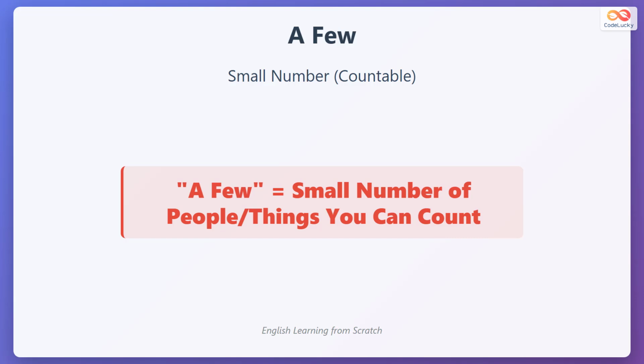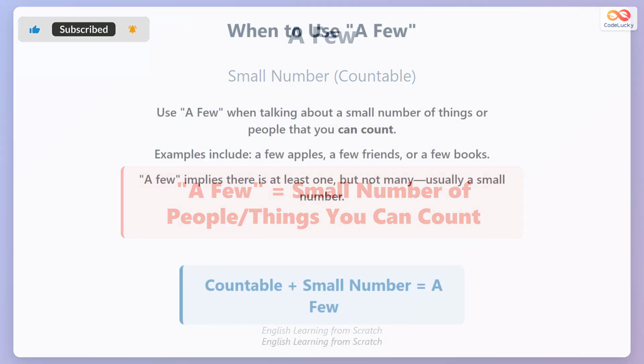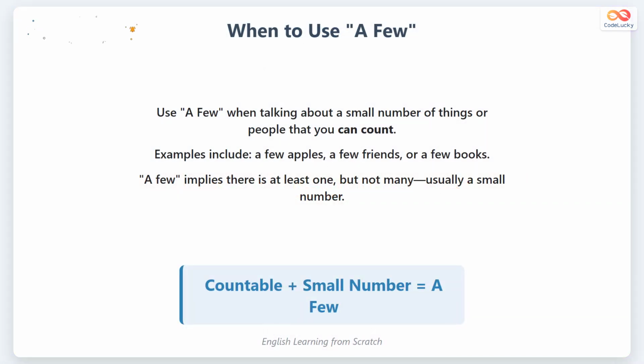A few means a small number of things or people that you can count. It shows there are some, but not many. Use a few only with countable nouns like apples, books, or friends. Use a few when talking about a small number of things or people that you can count.